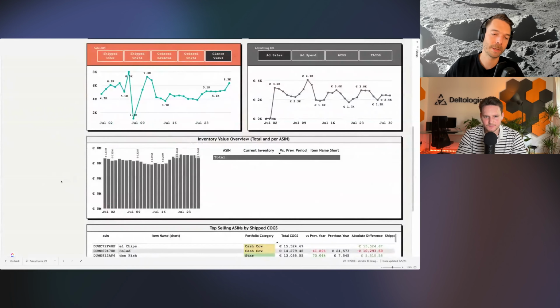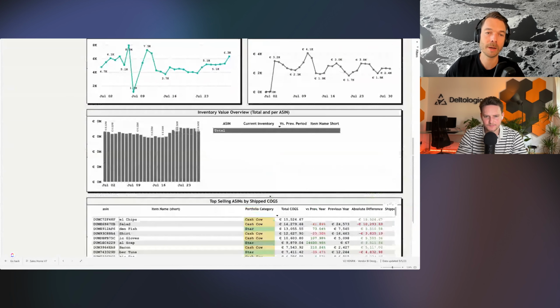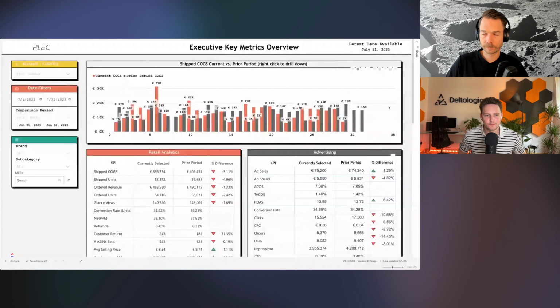And then we have the representation of the top selling table, where we have details on ASIN level of how those numbers that we see above here are put together. So, Phil, when it comes to the retail analytics report, what's actually the biggest difference between this report and this dashboard that we have here?